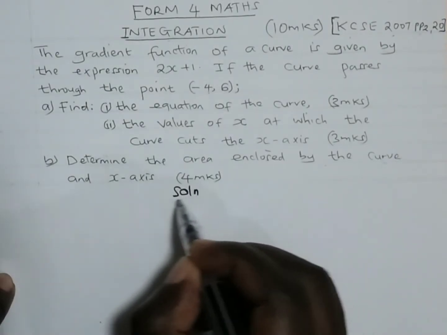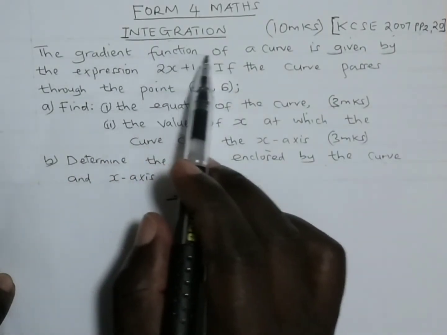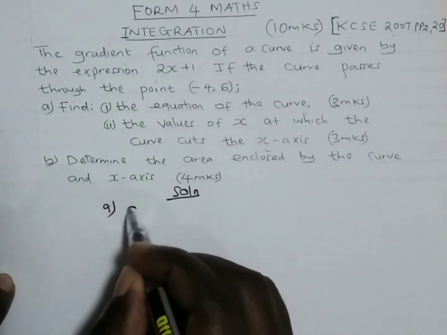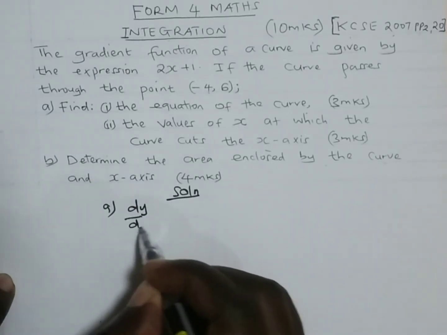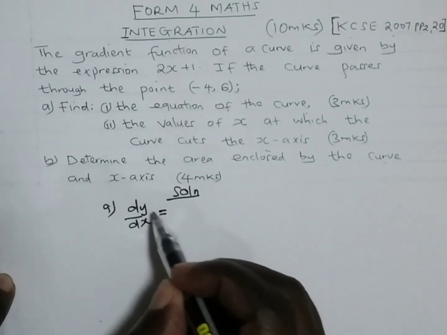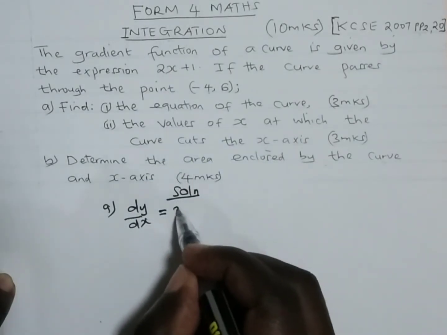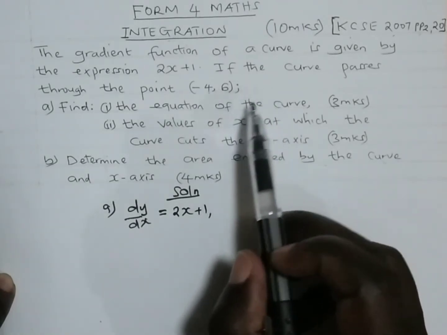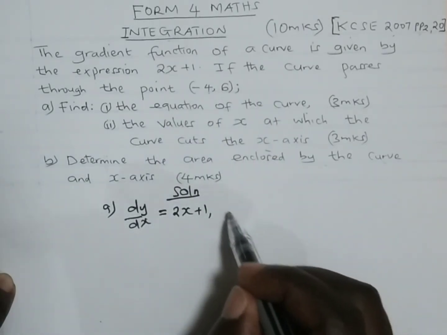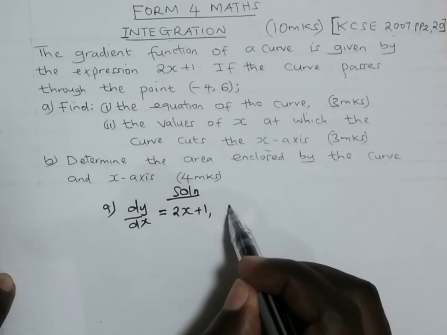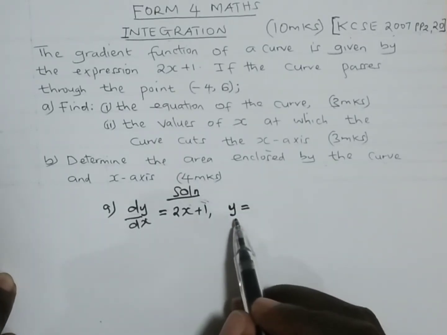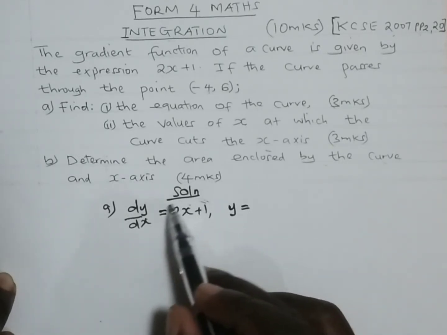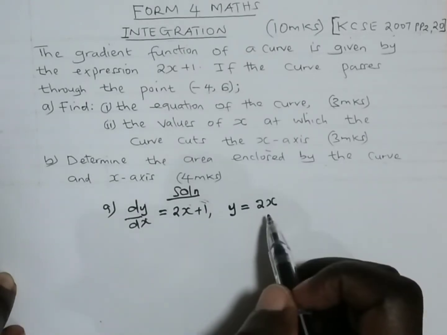So as part of the solution, we are given the gradient function of a curve, and the gradient function is given by the change in y over the change in x, and this dy over dx has been given as 2x plus 1. We are supposed to find the equation of the curve, and the equation of the curve is always in the form of y. So in this case, to get our y function, we are going to integrate the gradient function as follows.